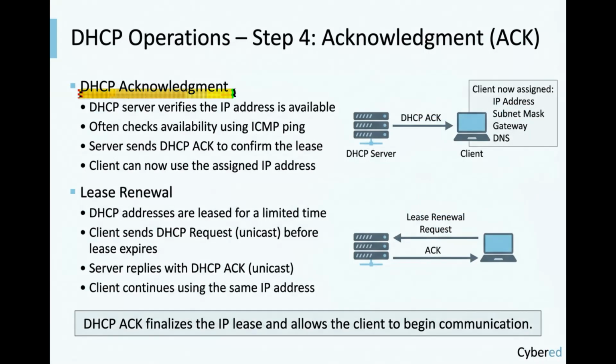Number 4, DHCP Acknowledgement. The DHCP server verifies the IP address is available, often by sending a quick ICMP ping, and then replies with a DHCP acknowledgement. This confirms the lease and allows the client to begin using the assigned IP address.